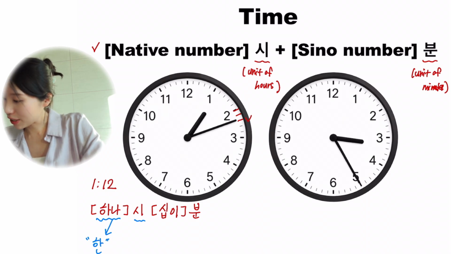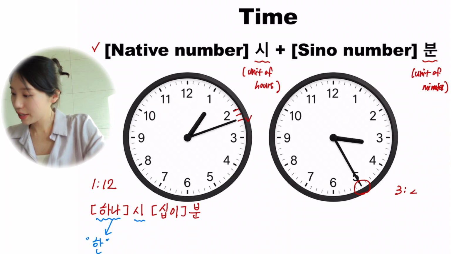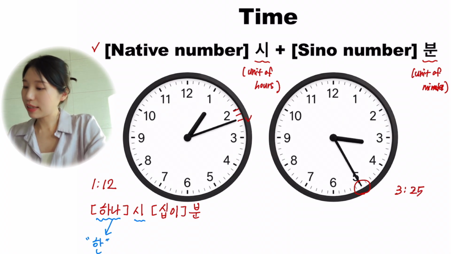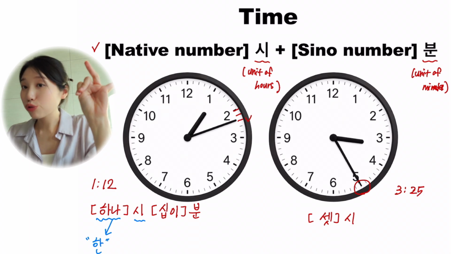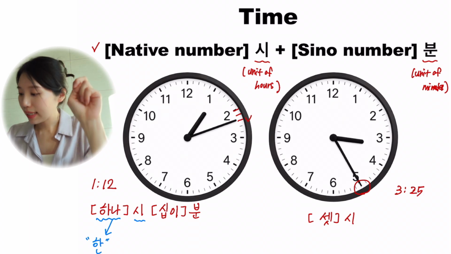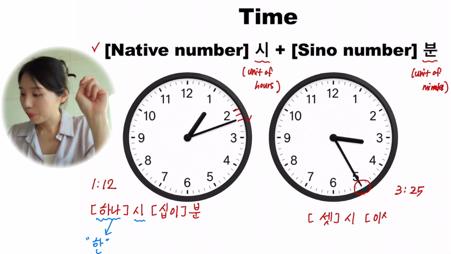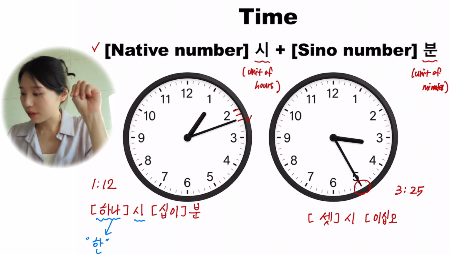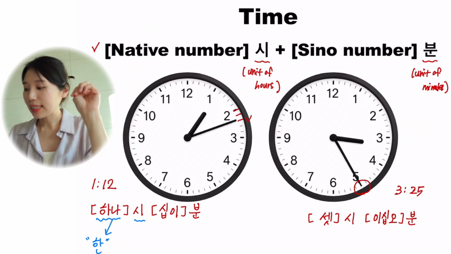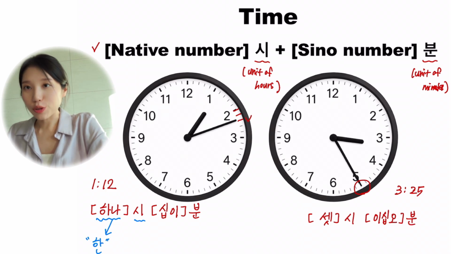Next. Okay, this is exactly 3:25. So 3 in native Korean number: 하나, 둘, 셋. Right? 셋. 시, and 25 in Sino Korean number: 20 and 5. And the unit is 분. 셋이 25분. Do you also have some irregular rule here?